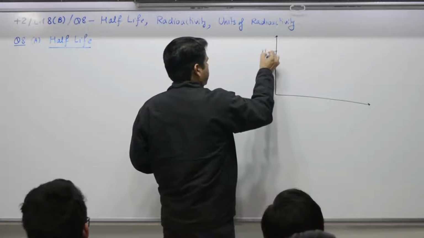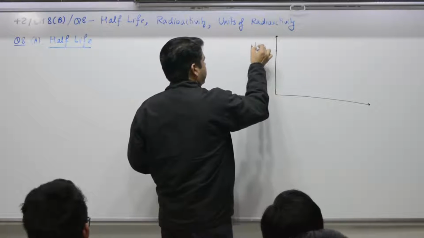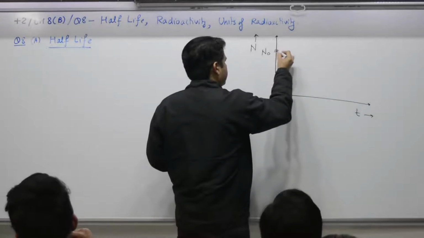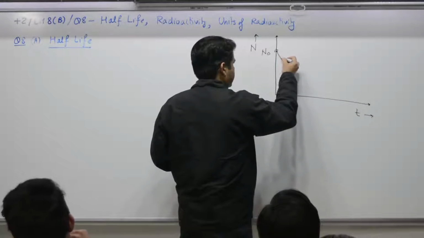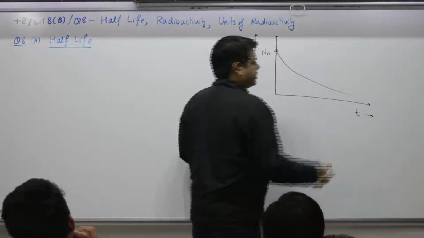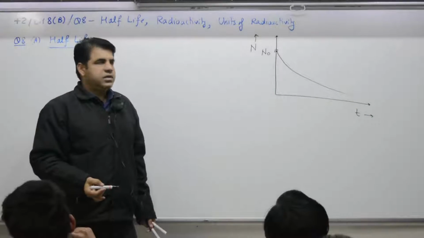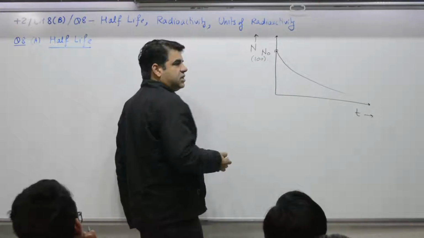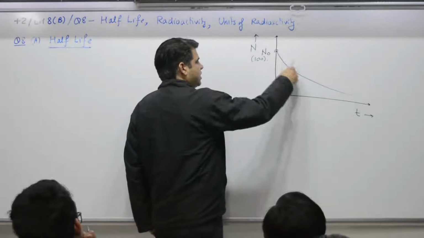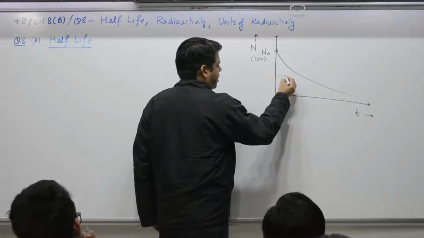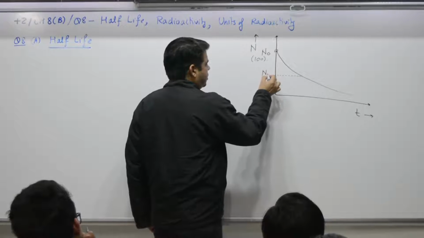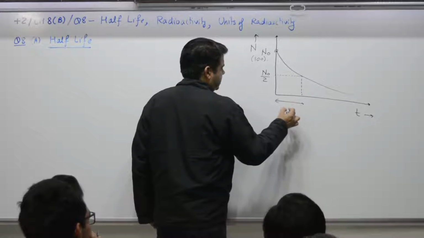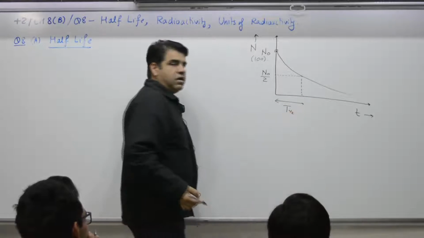Original number N naught. On the y-axis you have a number, along the x-axis you have time. In the previous question, question number 7, we have proved that this number decreases exponentially. It will take some time. If N naught is 100, say, it will take some time for the population to reduce from 100 to 50, half of this value. Half of this value is how much? N naught by 2. And this time is written as T half.